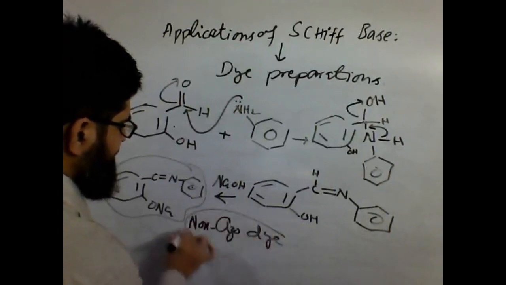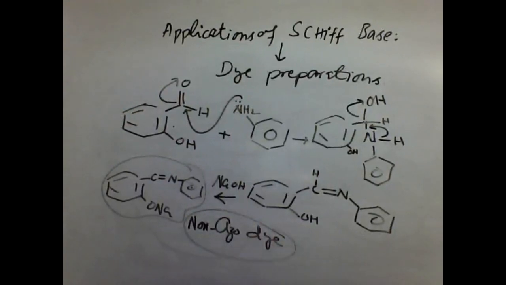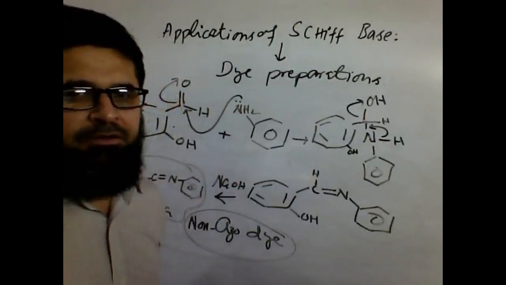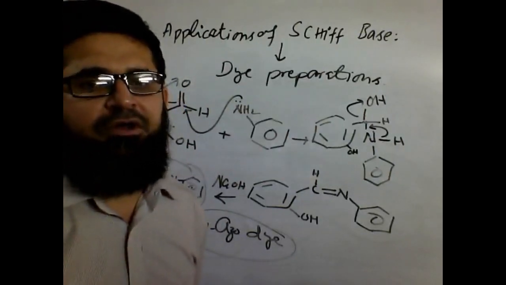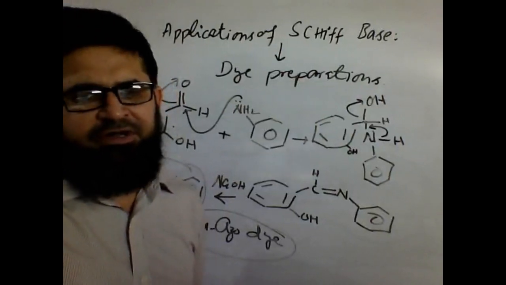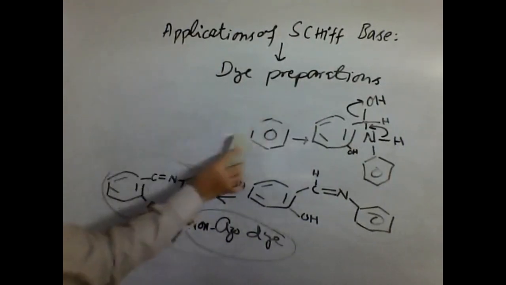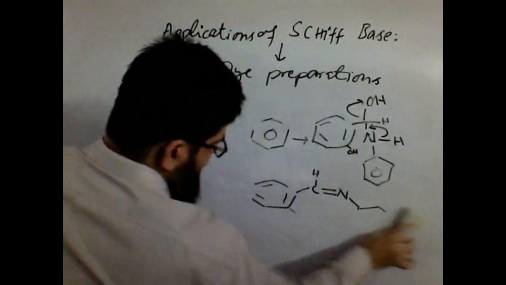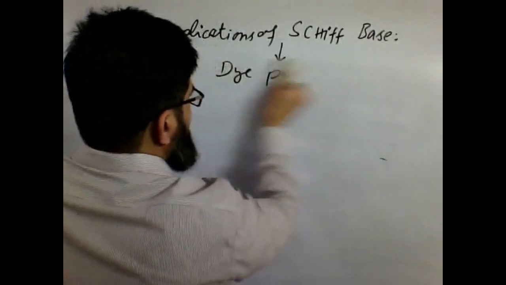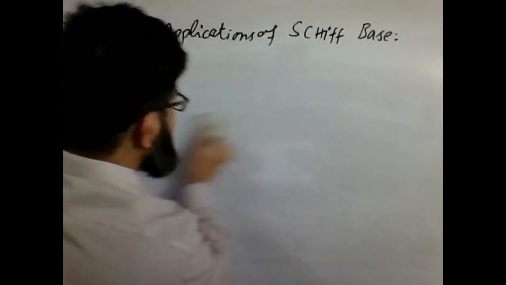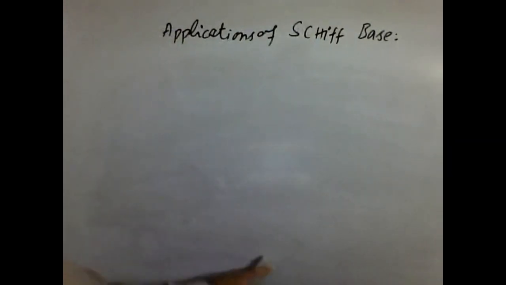So this is how people have used the aldehydes and ketones along with amines for the preparation of non-azo dyes. So this is one of the examples. Let me give you one more so that you can see how the dyes are produced. This is also one of the applications of the Schiff bases.